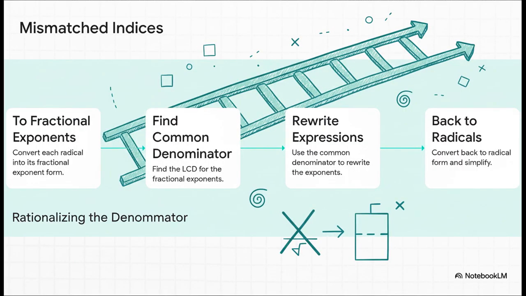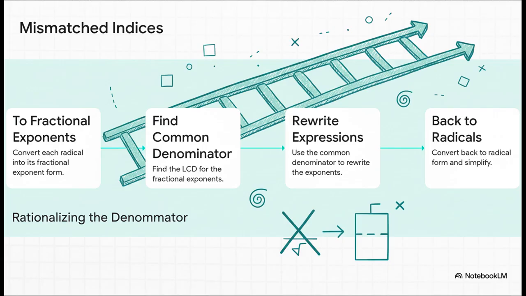And this is our 4-step path to the top. Step 1, we convert the radicals into fractional exponents. So the square root of 6 becomes 6 to the 1/2 power, and the cube root of 2 becomes 2 to the 1/3 power. Step 2, we find a common denominator for those fractions, 1/2 and 1/3. In this case, it's 6. Step 3, we rewrite our expressions using that new denominator. So 1/2 becomes 3/6 and 1/3 becomes 2/6.